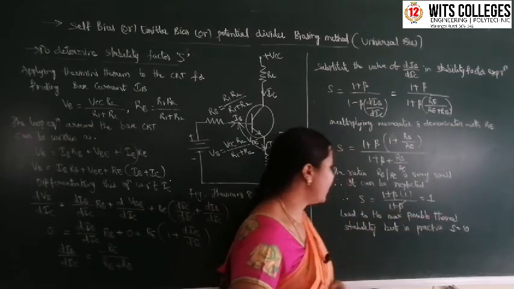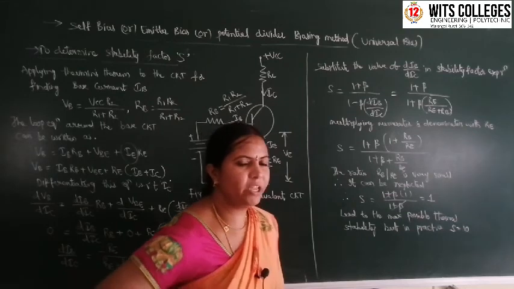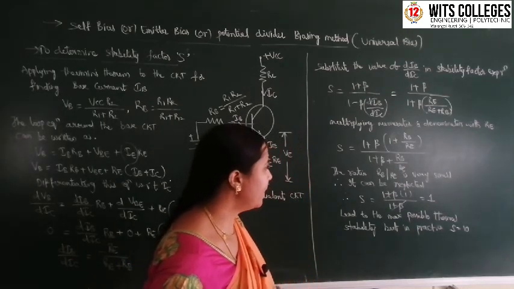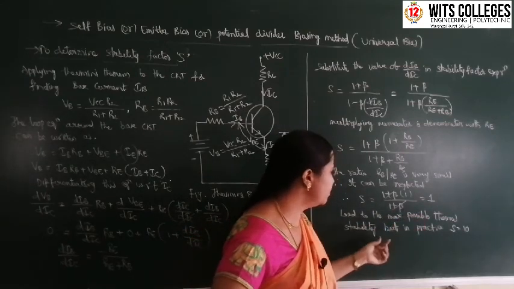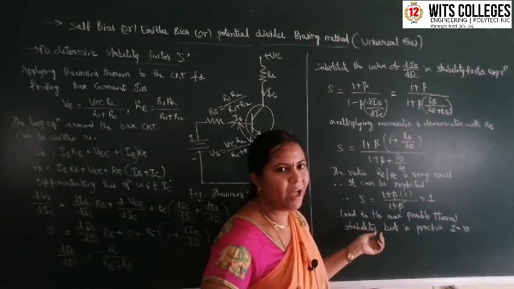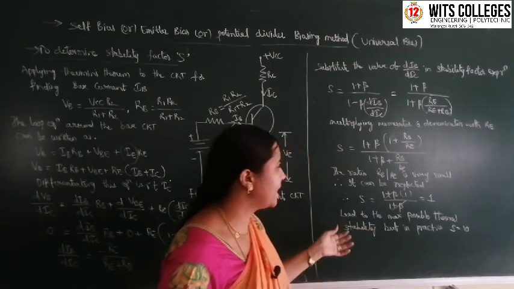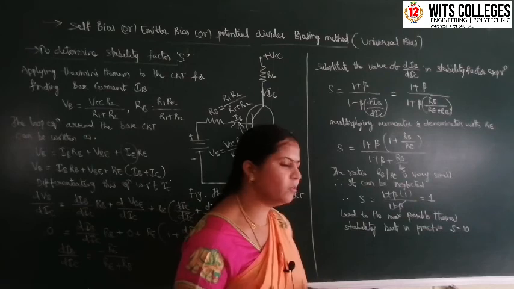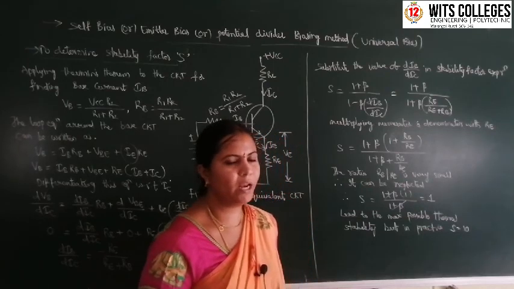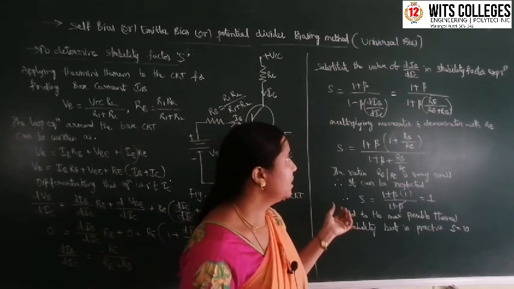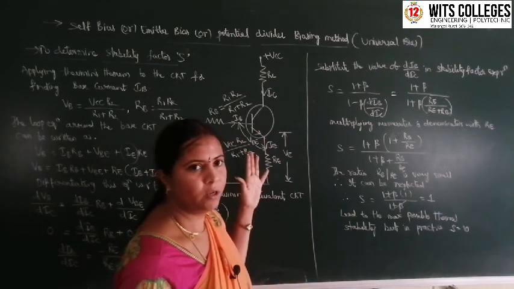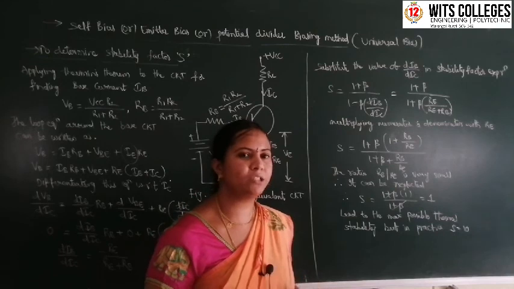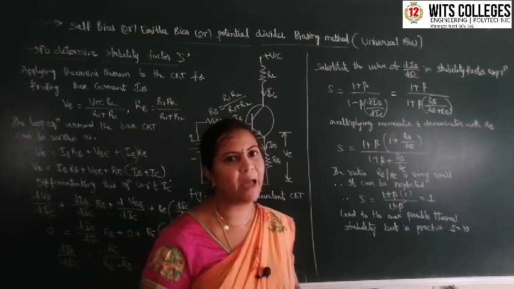The value of the stability factor is 1. So here the stability factor value is very small, equal to 1, and this small value leads to the maximum possible thermal stability. But in practice, the stability factor value is around 10. This is the most widely used biasing technique for the stabilization of the operating point in transistor amplifiers.